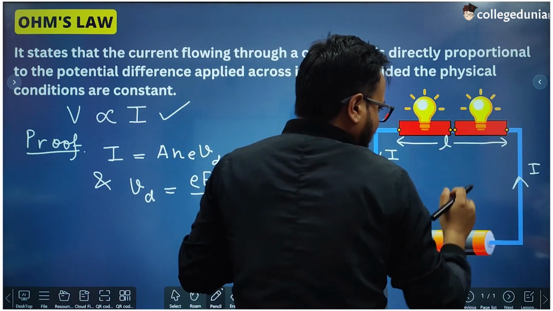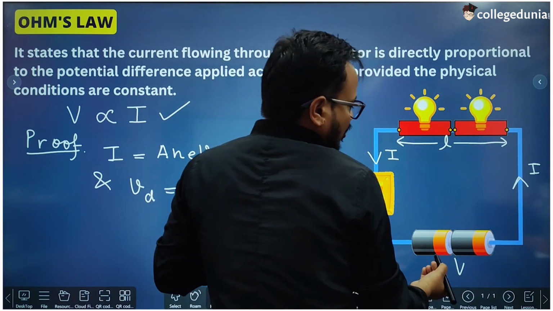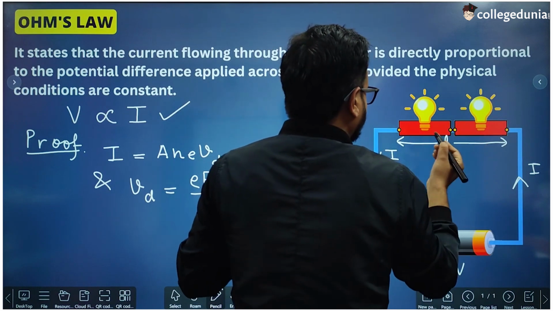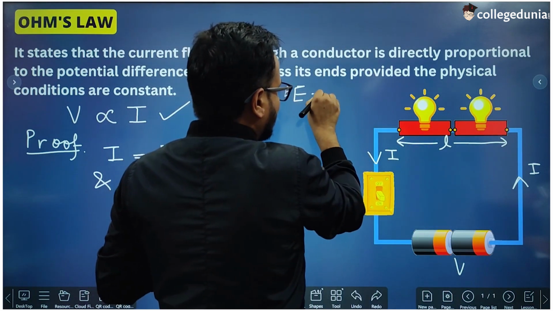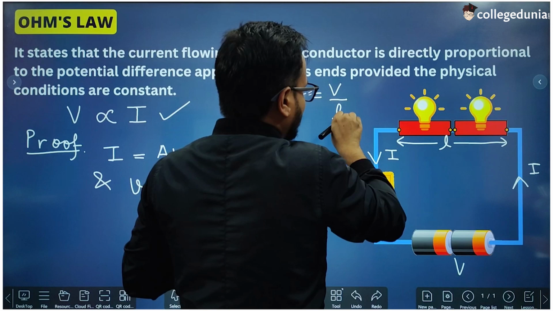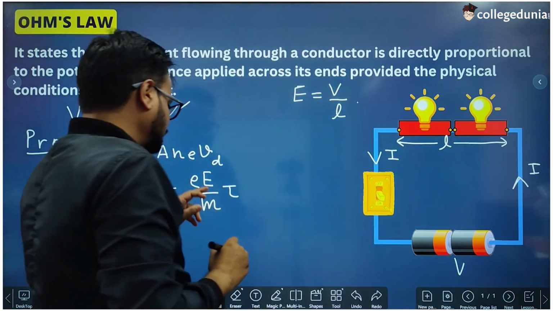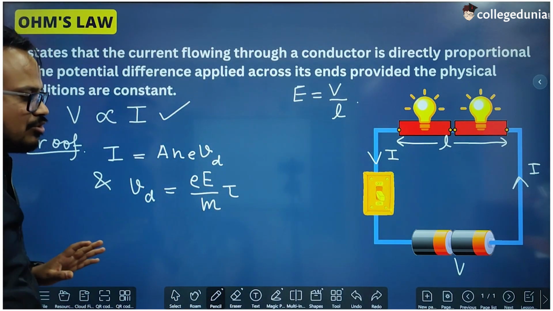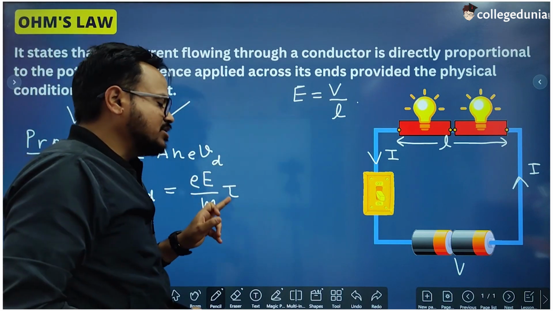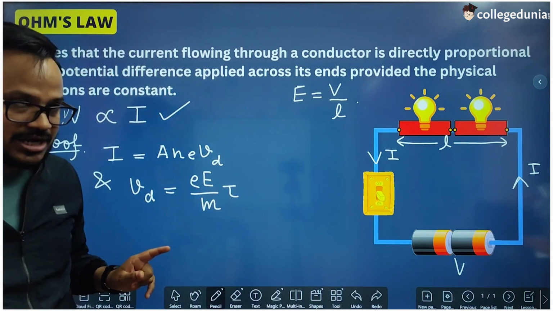So suppose the length of this conductor is L, and the potential difference between the two ends of the conductor is V. So this E is V divided by L. That is the electric field. m is the mass of the electron, and tau is called the relaxation time.